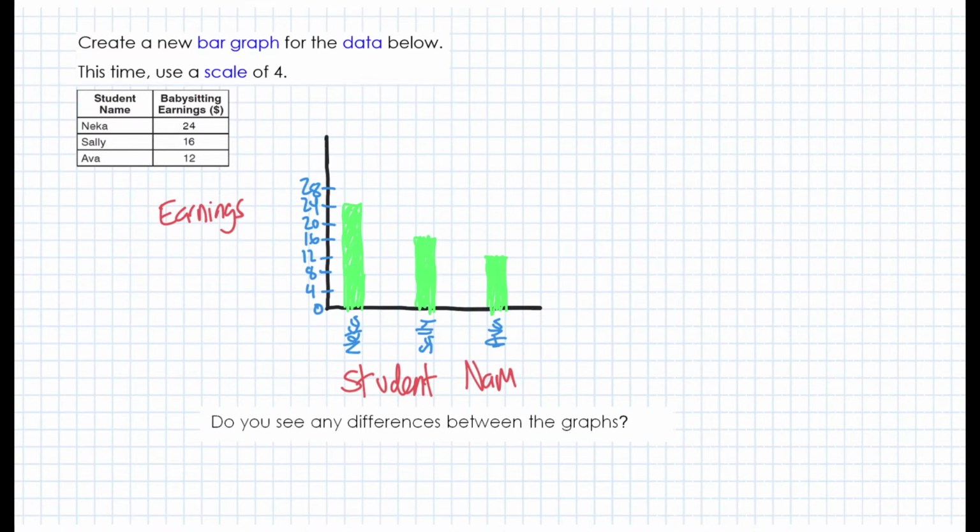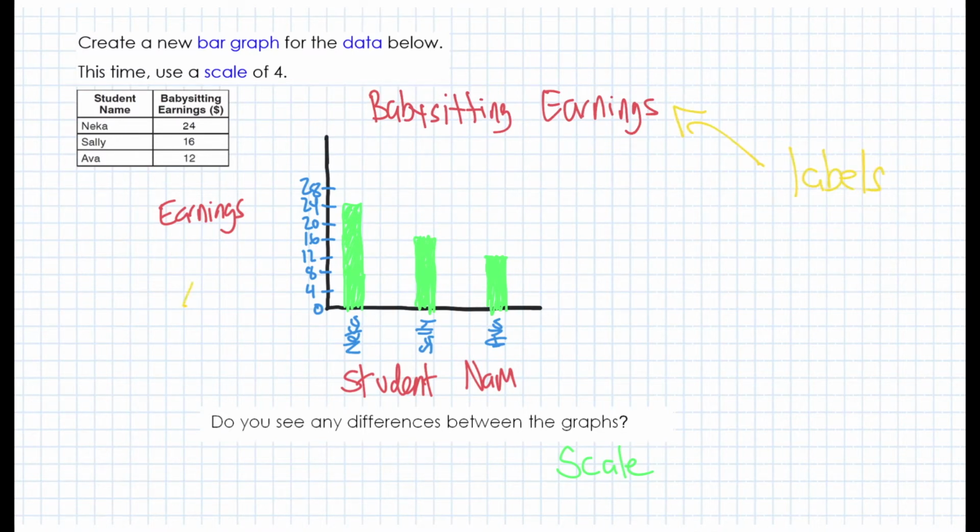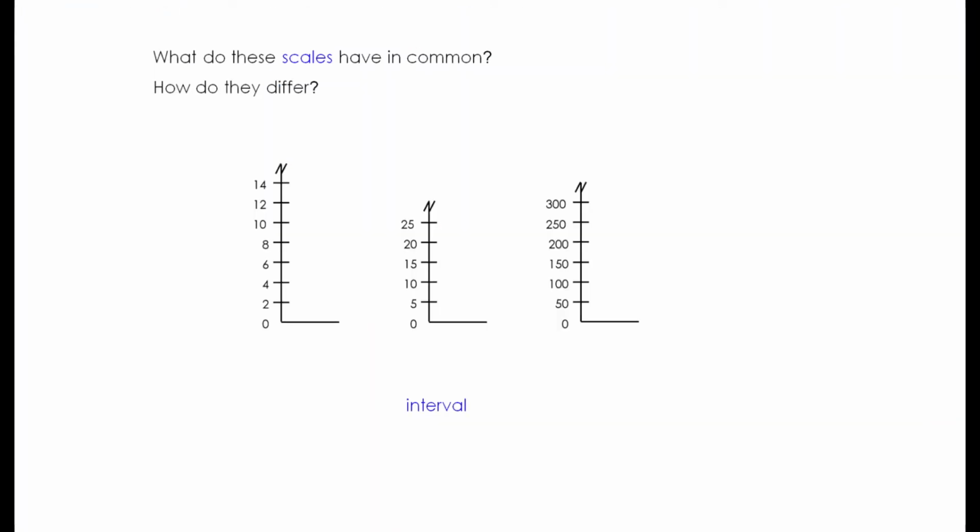Do you see any differences other than the scale? That is a difference. And the one thing I forgot to put earlier is a title. You need to put a title. When you are graphing, these things here, they're called labels. You must have them. And I just realized I spelled name wrong. There we go. What do these scales have in common? How do they differ? Well, they all start at 0. So things in common, that means things that are the same.